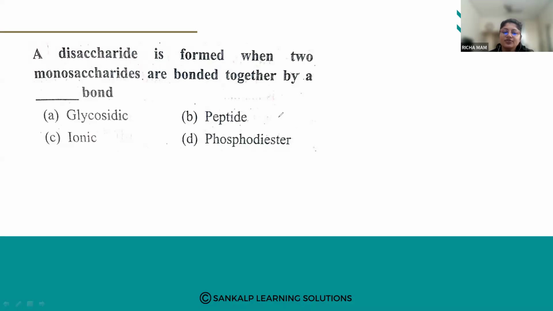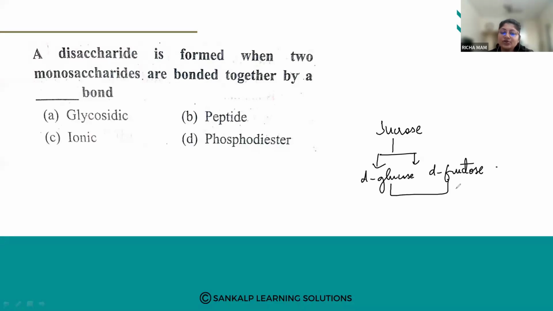How are disaccharides formed? Just now we have seen the example of sucrose. Sucrose is a disaccharide, made up of D-glucose and D-fructose. How are these two monosaccharide units joined? They are joined through a linkage, that is a glycosidic linkage or glycosidic bond.